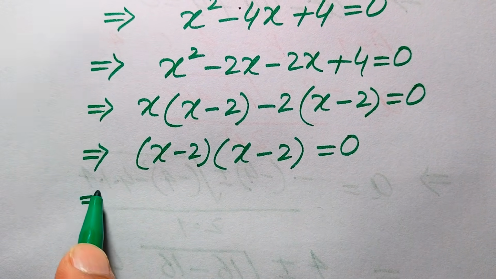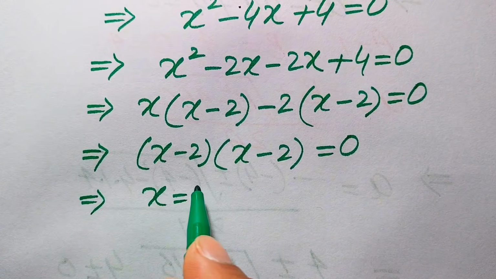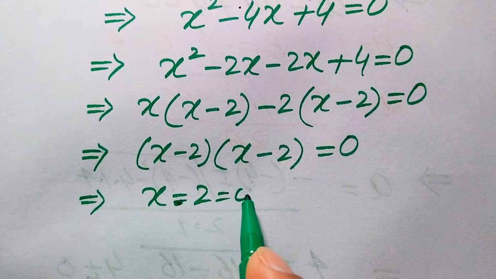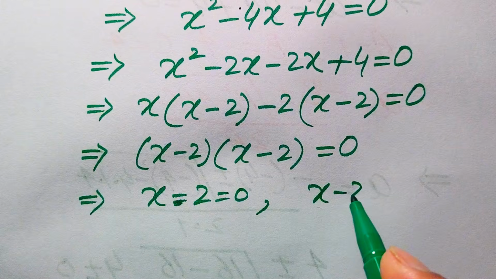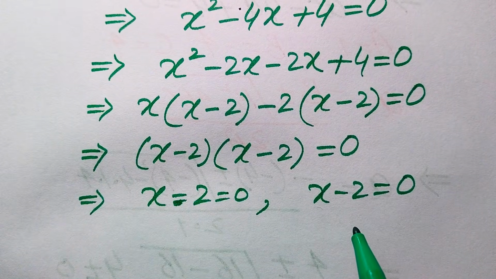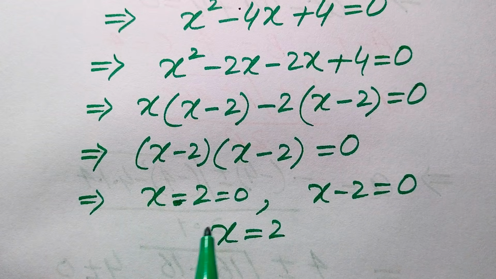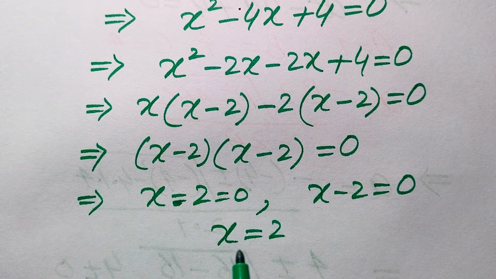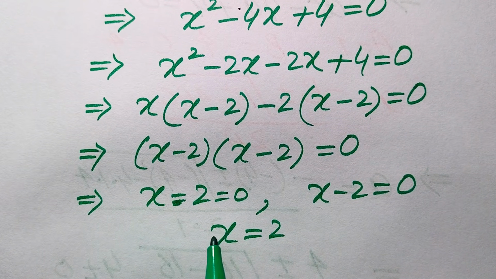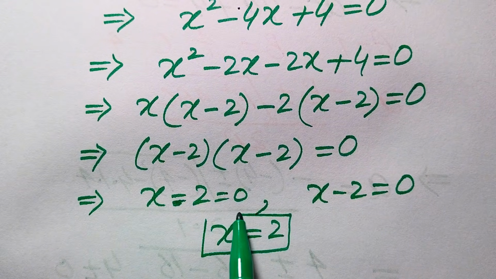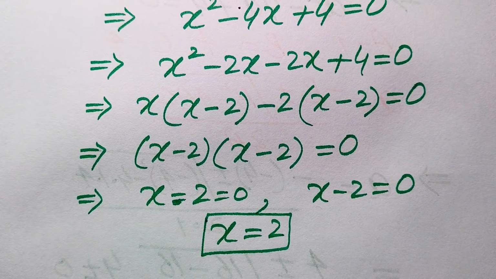Now here we divide this equation into two cases. The first case is we write x minus 2 is equal to 0, and the second case is we write x minus 2 is equal to 0. From both of these two cases, we get the value of x is equal to 2. So here we get the repeated root of x, that is 2 and 2. So we write x is equal to 2 as the only one distinct root which we get here.